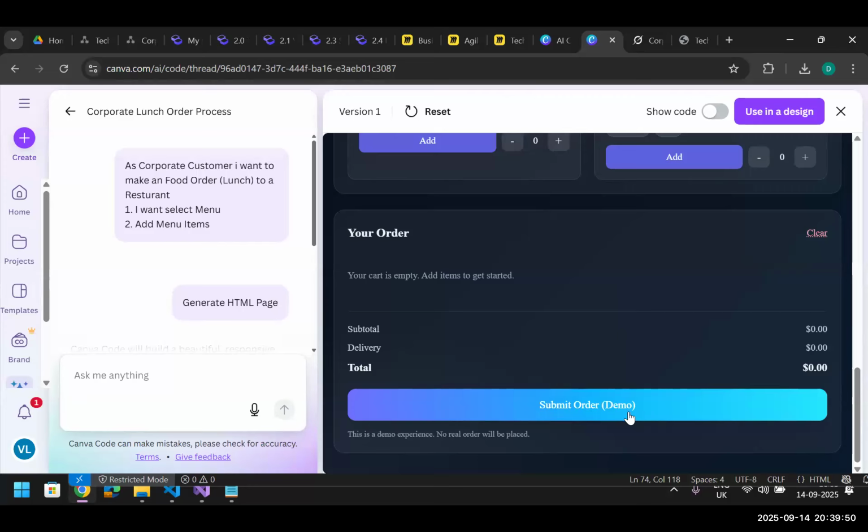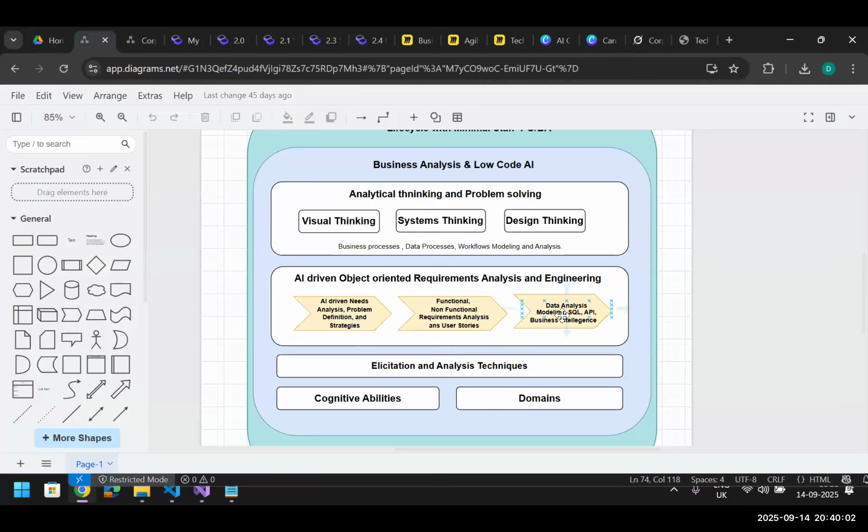That information will be processed, and later we can generate reports. That's what business intelligence is all about, and it is also one of the modules here, right? Data analysis, data modeling, SQL, API, and business intelligence. This is semi-technical to technical alignment with business functionality, meaning the functions that need to be built, and non-functional requirements. When I say non-functional requirements, it is more about scalability, availability, performance, security, load. Everything comes into the non-functional requirements.